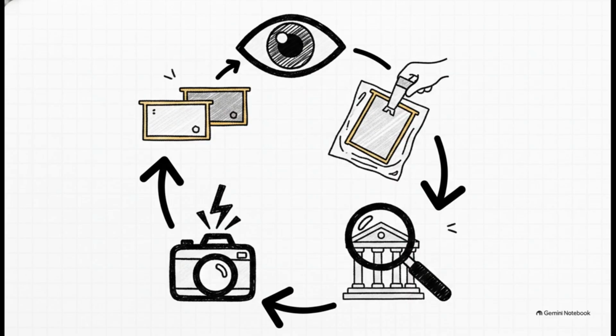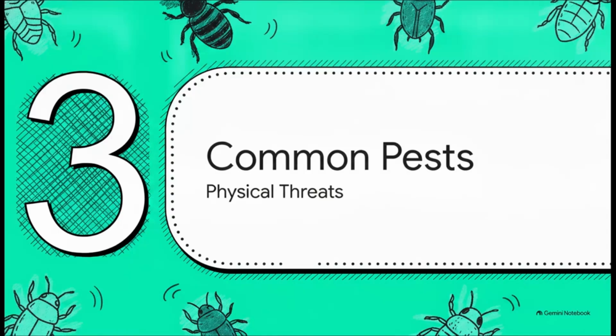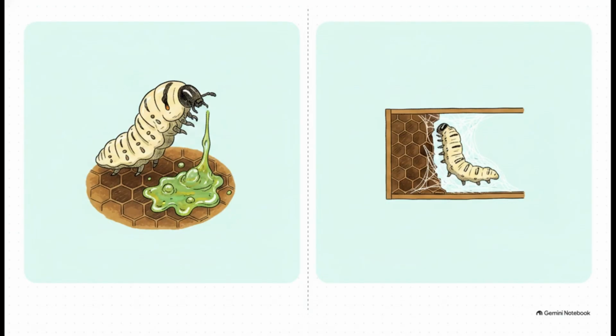Having this system empowers you to safely handle suspect material without prematurely diagnosing anything or prescribing off-label treatments. All right, Section 3, common pests and intruders. It's super important to differentiate the physical intruders that can really wreak havoc on a vulnerable colony.